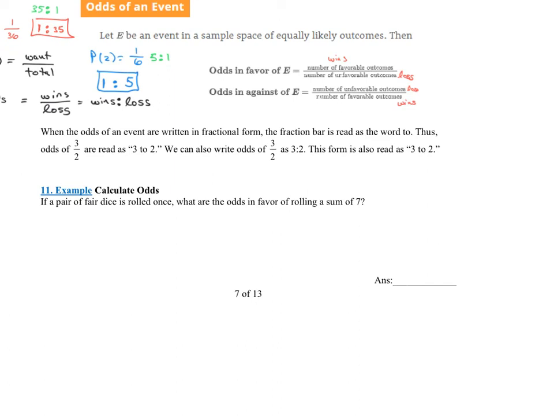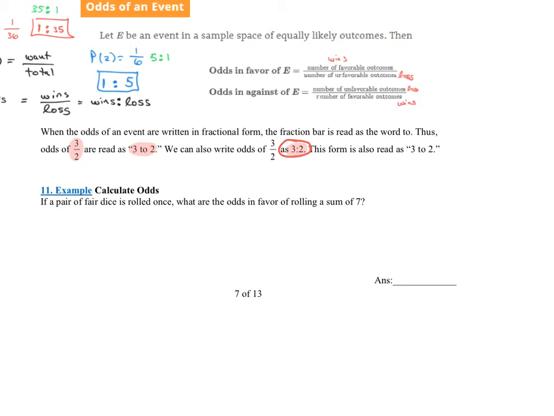It says when the odds of an event are written in fraction form, the fraction bar is read as the word to. So when you see 3/2, you would read it as 3 to 2. So we can write odds 3 different ways. We could write it as a fraction, we could read it as 3 to 2, or you could also write it with the colon. The one that I prefer, which is the one that is used in the real world, would be 3 colon 2. So it says this form is also read as 3 to 2. So regardless of how you write it, you read it as 3 to 2.